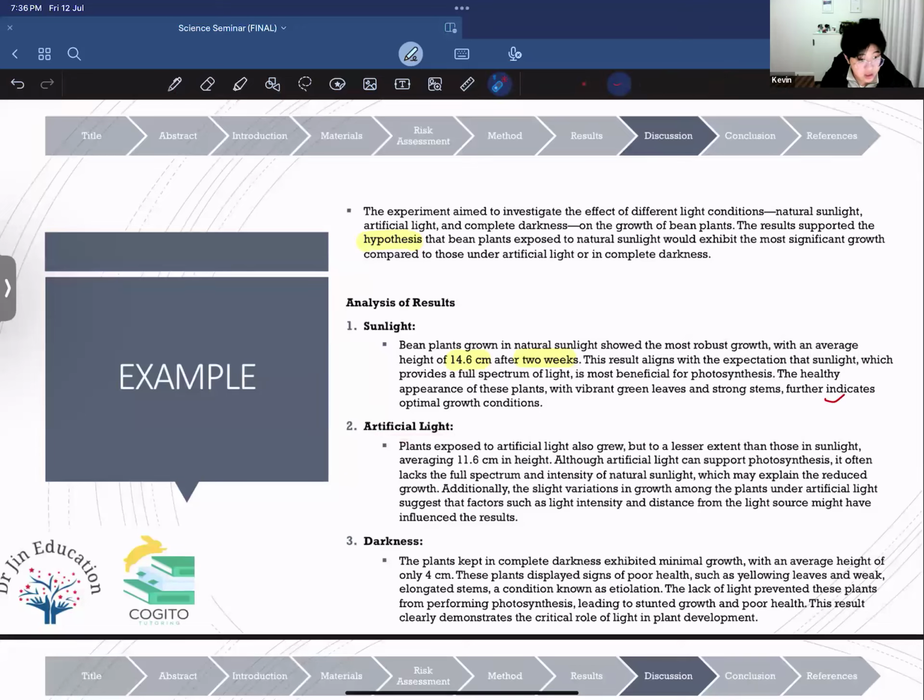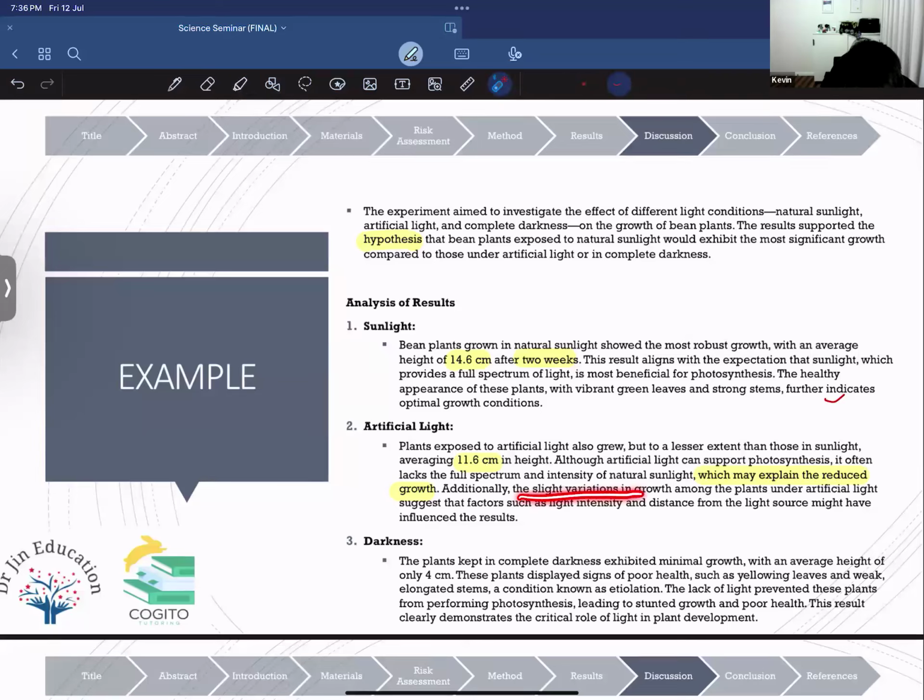Now, we're going to do an artificial light paragraph. Plants exposed to artificial light also grew, but to a lesser extent than those in sunlight. So it compares it, okay? And it also uses numbers again, averaging 11.6 centimeters in height. Although artificial light can support photosynthesis, it often lacks the full spectrum and intensity of natural sunlight, which may explain the reduced growth. See, you're trying to explain it. That happens in the discussion, right?